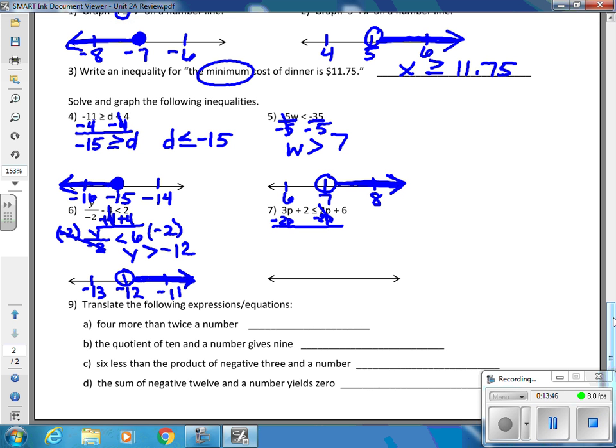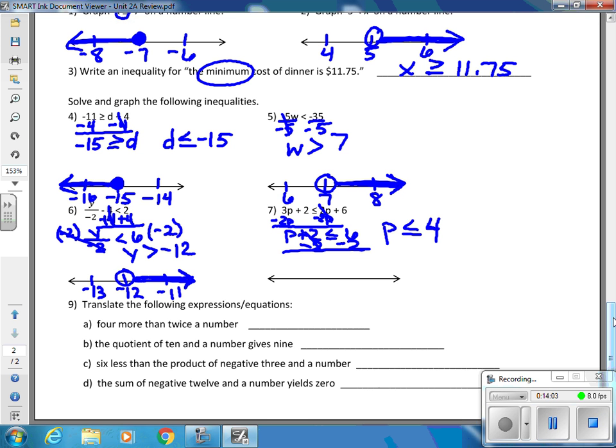All right, so 3p minus 2p is just 1p, plus 2 is less than or equal to 6. All right, to get the p by itself, you're going to have to subtract 2, and that leaves you with p is less than or equal to 4. Okay, you do not have to flip a sign because you did not multiply or divide by a negative.